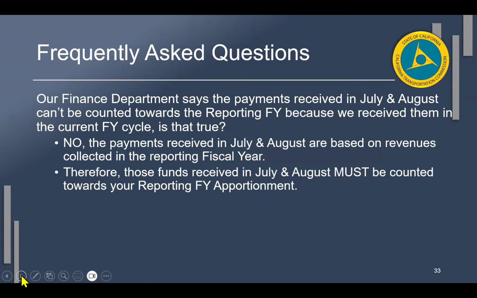Again, this is more for the finance side and for those of you in public works to understand, but again, a common issue that we have: people ask whether the payments received in July and August can't be counted towards the reporting fiscal year because they were received in the current fiscal cycle. No, that's not true. Like I said, there's remittance advice already posted on the state controller's website that states that funds received in July and August must be attributed to the prior fiscal year because they are revenues that were collected in the prior fiscal year. So they always have to be attributed to the prior.